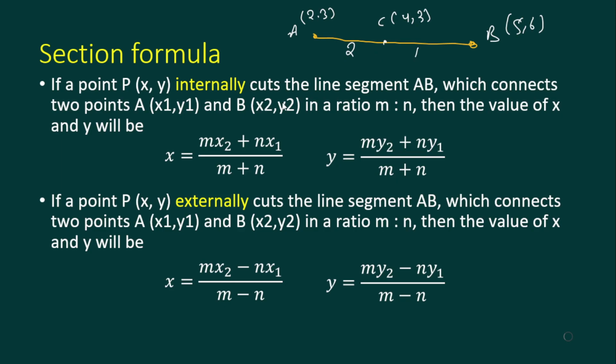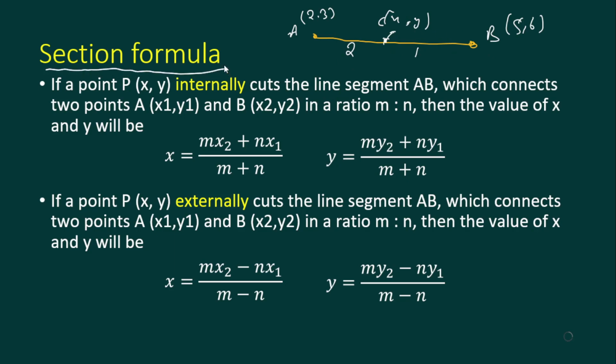Okay, so how will we find it? Suppose we are not given this point, but we are given that the point (x, y), let's say this is some point (x, y), divides the whole line AB in the ratio 2:1. So what will this point be? In some cases we are given the point and we have to find the ratio, so we will use the section formula there.